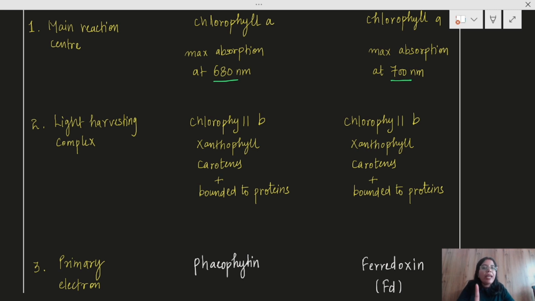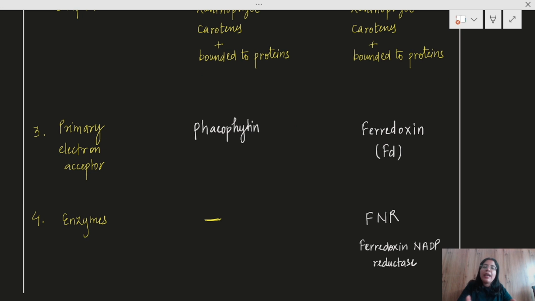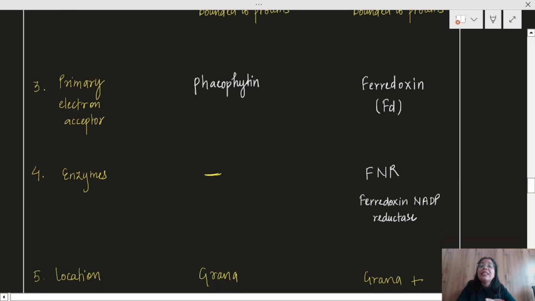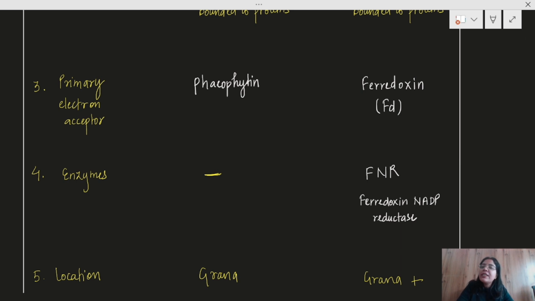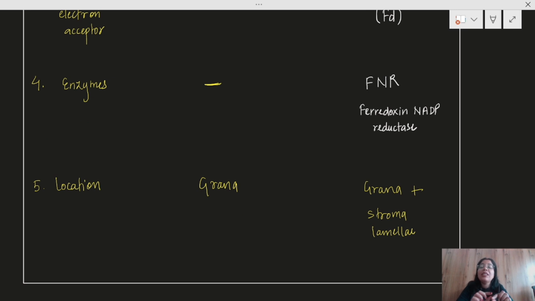Tell me how many chlorophyll A molecules must be there in one reaction center? 2, 1, or more than 2. Then the primary electron acceptor is different in both. In NCERT, the primary electron acceptor is not given for photosystem 2, but I have written it here. Pheophytin is the name of the primary electron acceptor of photosystem 2, and ferredoxin, which is mentioned in NCERT, is the name of the primary electron acceptor of photosystem 1. You have to learn all this. Is any particular enzyme mentioned for PS2 in NCERT? No. But one enzyme is given in NCERT which is associated with PS1, that is ferredoxin NADP reductase, FNR.